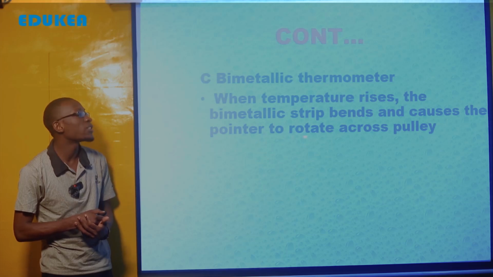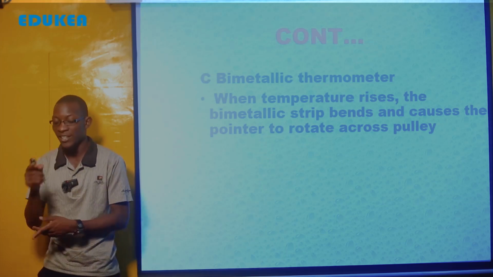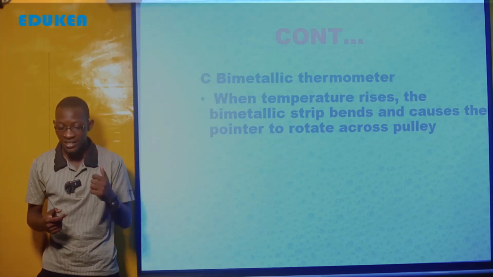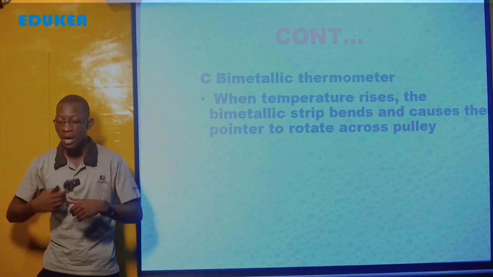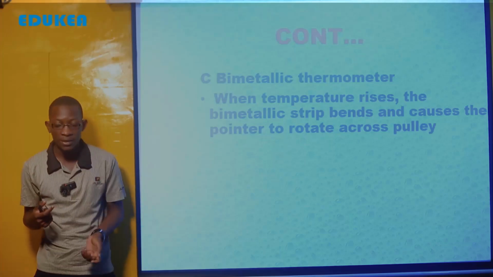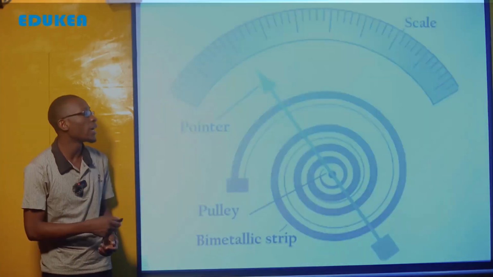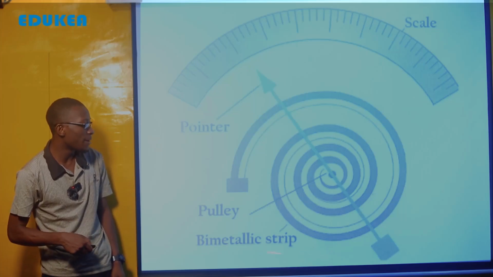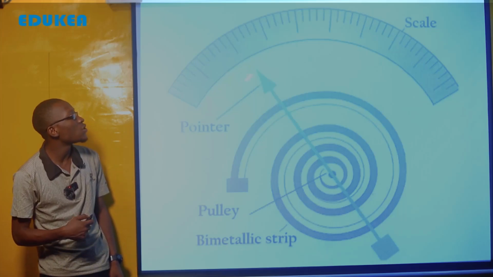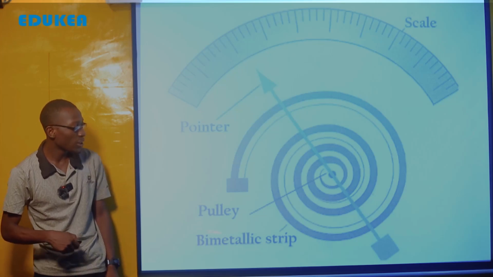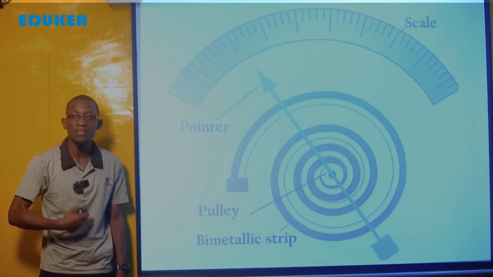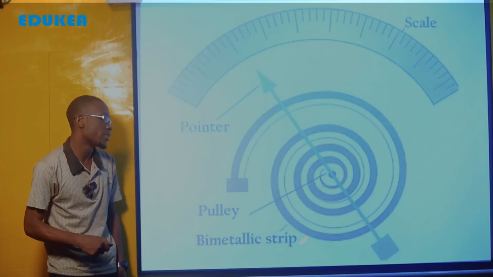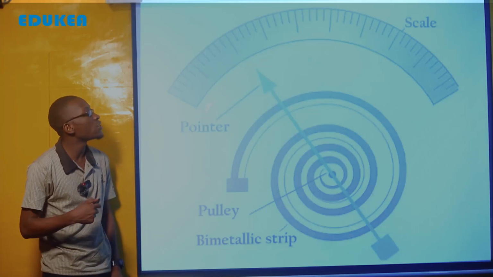So if we want to measure the temperature of the body or of a certain place by using a bimetallic thermometer, it happens in this way. This is the pulley that rotates, this is the bimetallic strip, and this is the pointer. When the bimetallic strip gains or senses some amount of heat, it tends to cause the pulley to rotate. Once the pulley rotates, it causes the pointer to vary with the temperature. This is the thermal bimetallic concept.